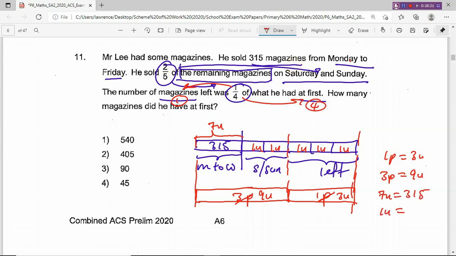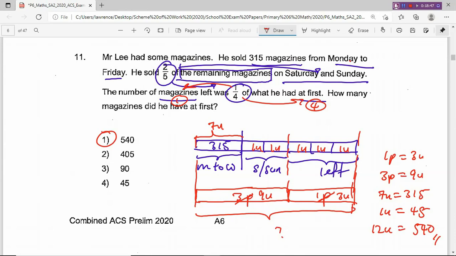So your 7 units is 315. Then your 1 unit will be 315 divided by 7. So your 1 unit is 45. So how many magazines did he have at first? Which is over here. There will be 12 units. So you take 45 times 12, you get 540. So there are 540 magazines at first. So the answer is number 1.